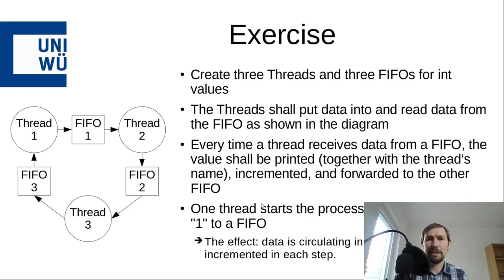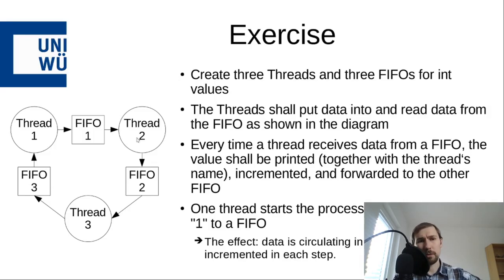So your task is to create 3 threads and 3 FIFOs. You see on the left side here how the threads and FIFOs are connected. So the first thread puts data into the first FIFO and reads data from the third FIFO. The second thread reads data from the first FIFO and puts data into the second FIFO, and so on. So basically we have a circle that is built up here.